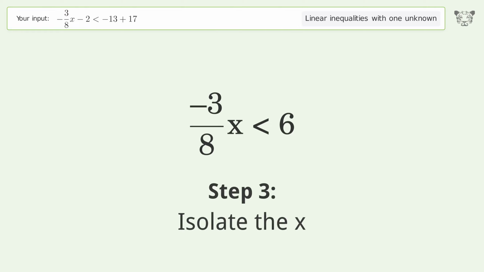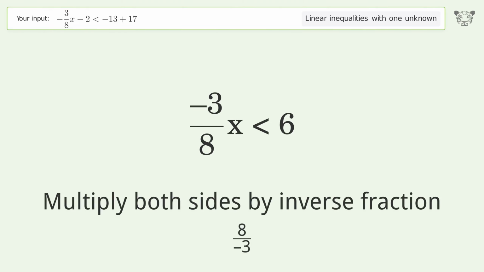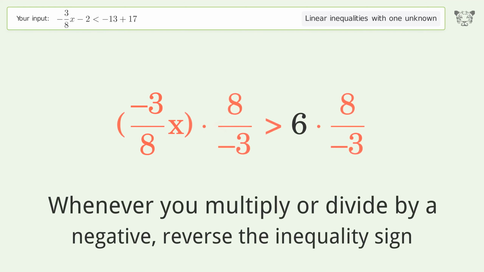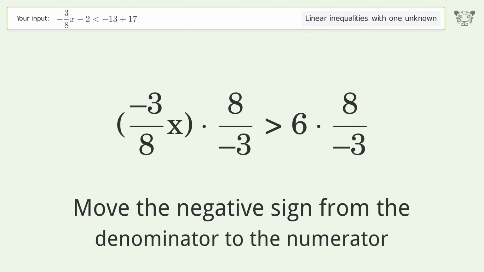Isolate the x. Multiply both sides by inverse fraction 8 over -3. Whenever you multiply or divide by a negative, reverse the inequality sign. Move the negative sign from the denominator to the numerator.